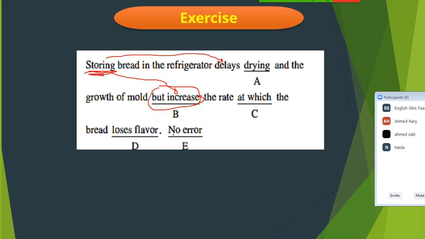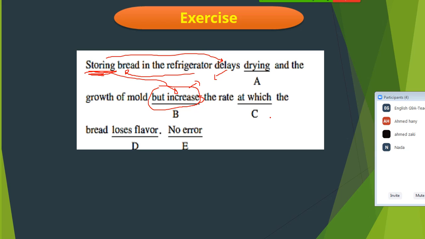In this sentence, I have two indicators to tell me that verb B is the error. Number one, storing is a gerund, and this is the subject of the verb, and I deal with a gerund as singular, so the verb should be singular as well. So increases should be in a singular form. Number two, I have two verbs here, delays and increases, and both of them are doing the same thing for one subject, which is storing. So in this case, they should have the same form. Delays is singular, and increases should be singular too. So I have two indicators here.